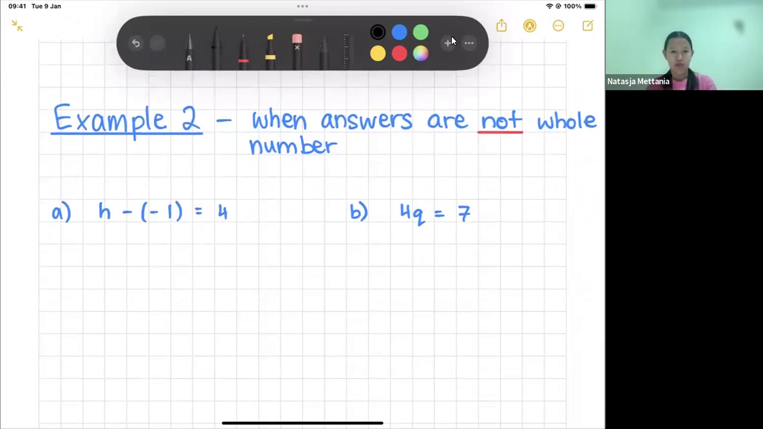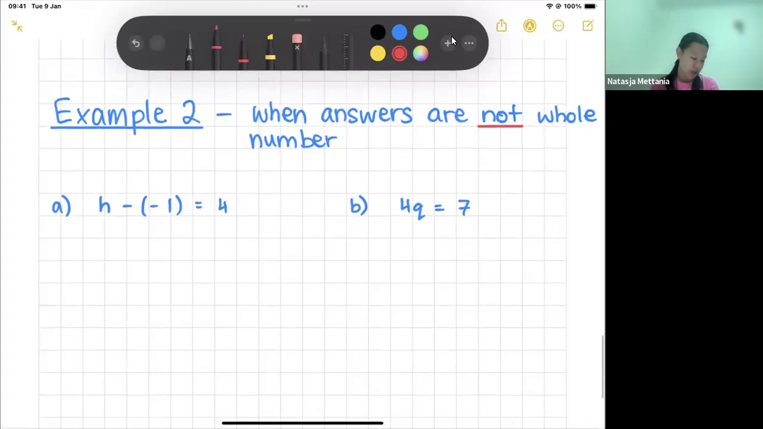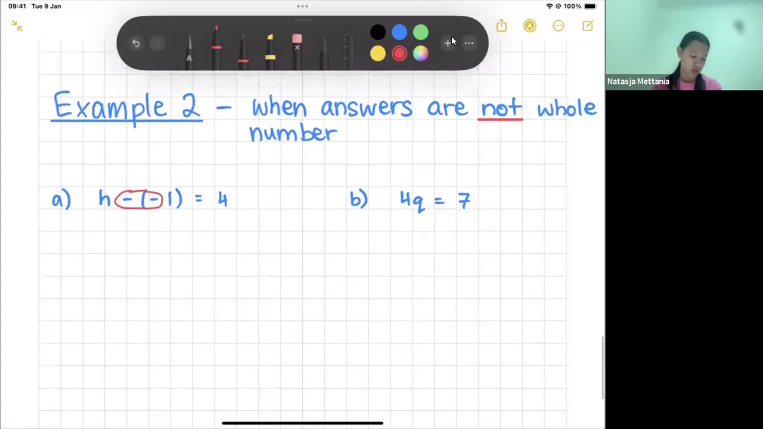Now, I've got 2 examples. The first one here, h minus -1 equals 4. How we're going to approach this first is the following. I've got a minus and a minus here, or a negative and a negative, right? If we remember our rule: minus and a minus gives me plus, plus plus gives me plus, minus plus gives me minus. A negative and a positive gives me a negative number. A negative and a negative gives me a positive, and a positive and a positive give me a positive number.